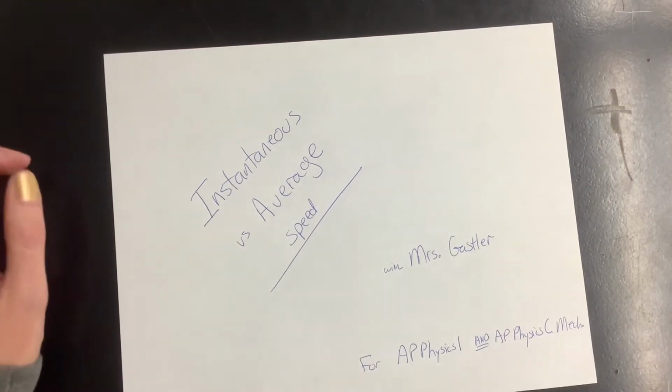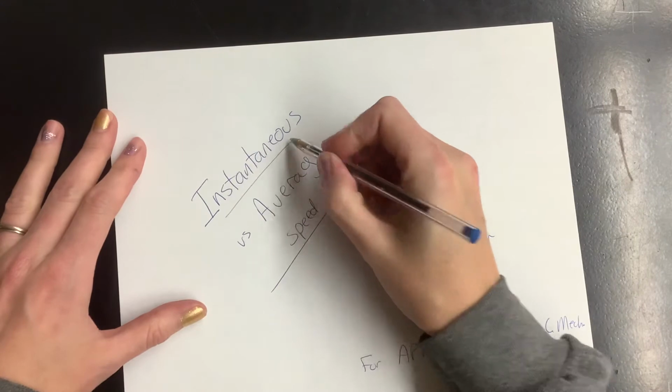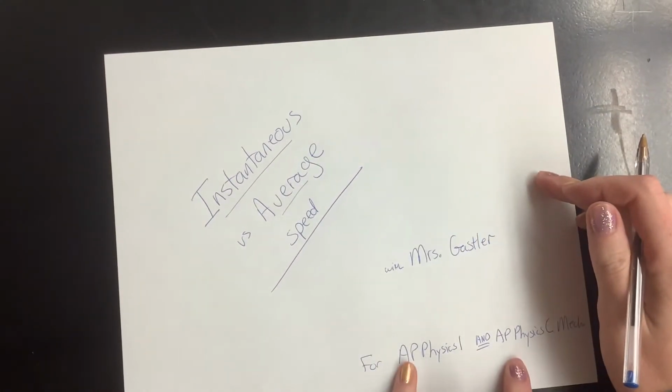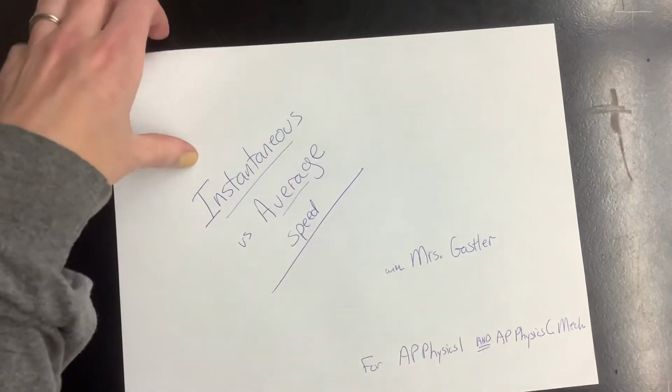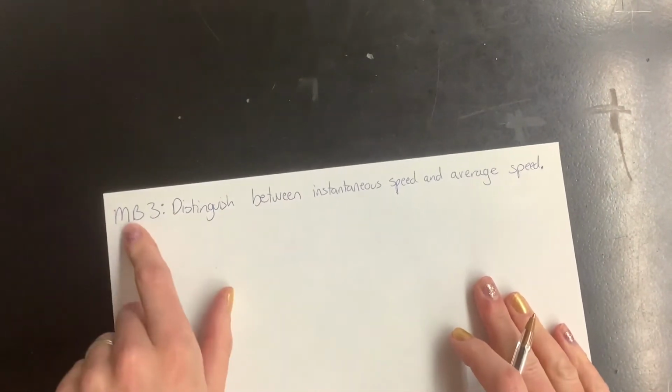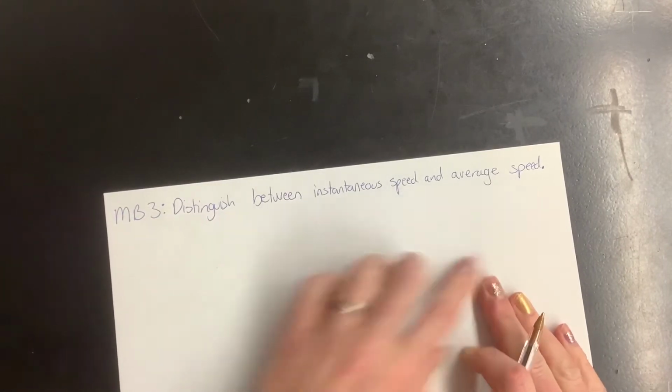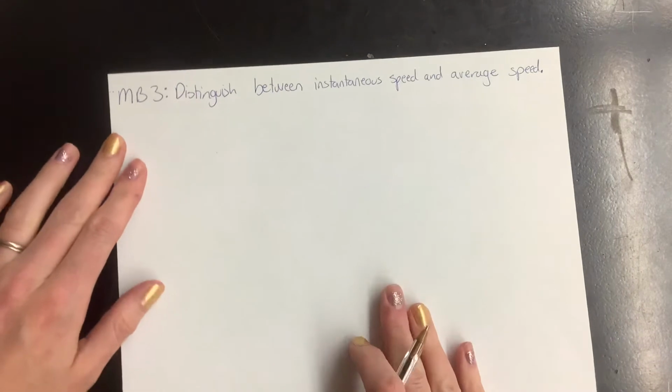This is Mrs. Gastler, and in this video we're going to talk about the difference between instantaneous and average speed. This is going to work for both AP Physics 1 and AP Physics C. We'll get into some more differences a little bit later in our next scoring scale, learning-objective concept. But this goes with motion basics. It's number 3. We're distinguishing between instantaneous speed and average speed, and this is how it's going to work.